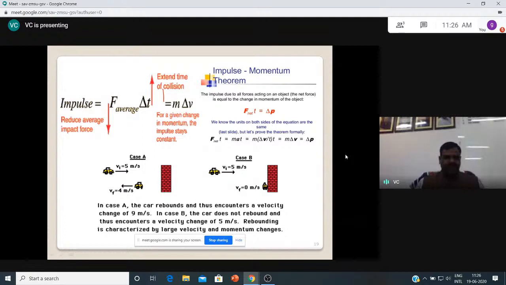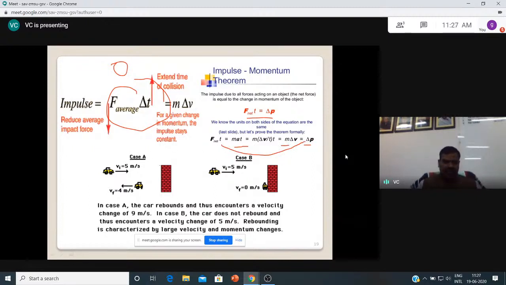For a conservative system, this effect is zero. There is no loss and there is no gain. That is what is called the conservation of momentum. See the same expression: F into t, where force is mass into acceleration, and acceleration is dV by dt, so m dV by dt into t. The t will be cancelled. This is what is called the impulse, and this is the momentum.